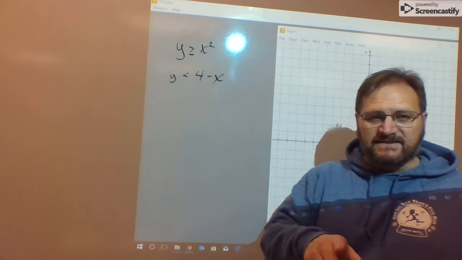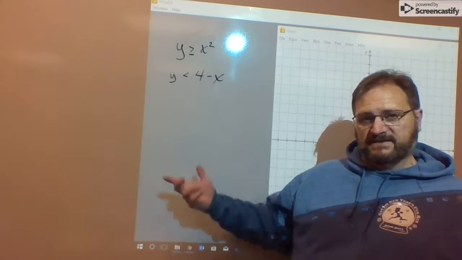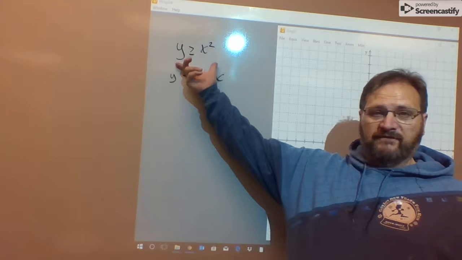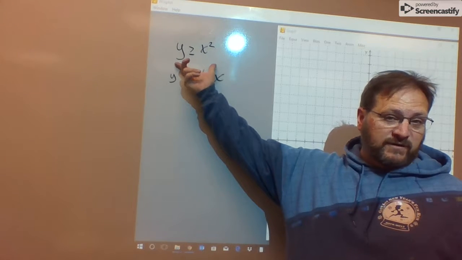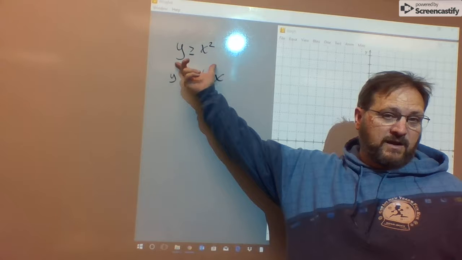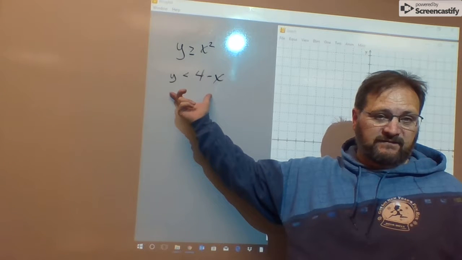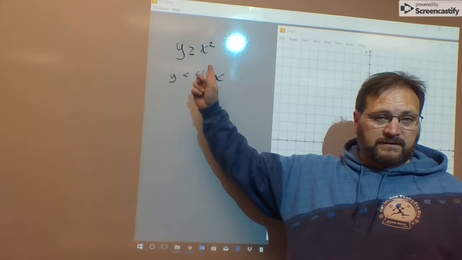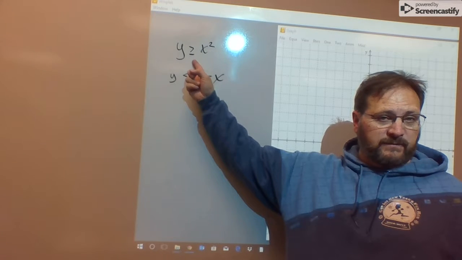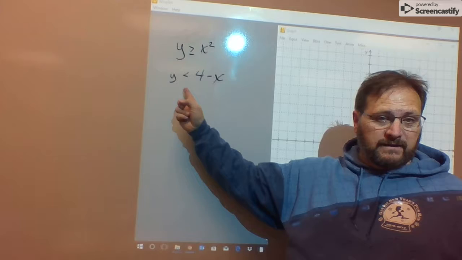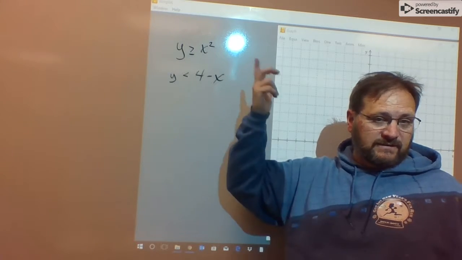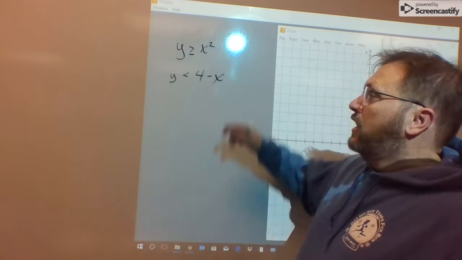Okay, next example of a system of inequalities. My first inequality is going to be a quadratic one: y is greater than or equal to x squared. And then a linear one, y is less than 4 minus x. The first one is going to have a solid boundary because of the "or equal to." The second one will not, because there is no "or equal to."